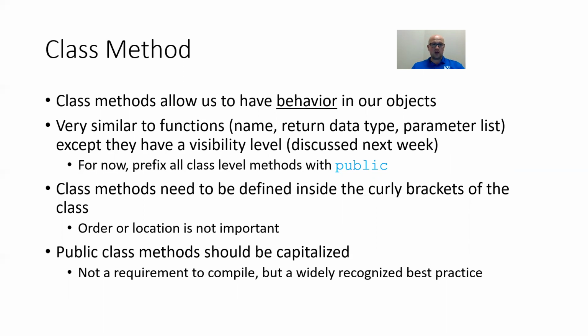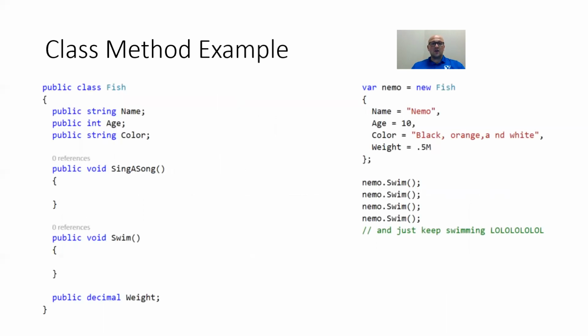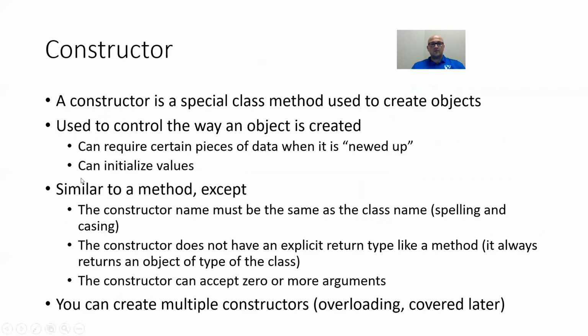Just make everything public. Location or order within the class is not important, but again, it needs to be inside the curly brackets of the class. So without me telling you, what are the methods inside of the fish class? There are two. Okay, and they are sing a song and swim. Just like a function, you can see that they have a name, they have a parameter list, and they have a return type and a body, okay? The difference is they are contained within a class and they have an access modifier.